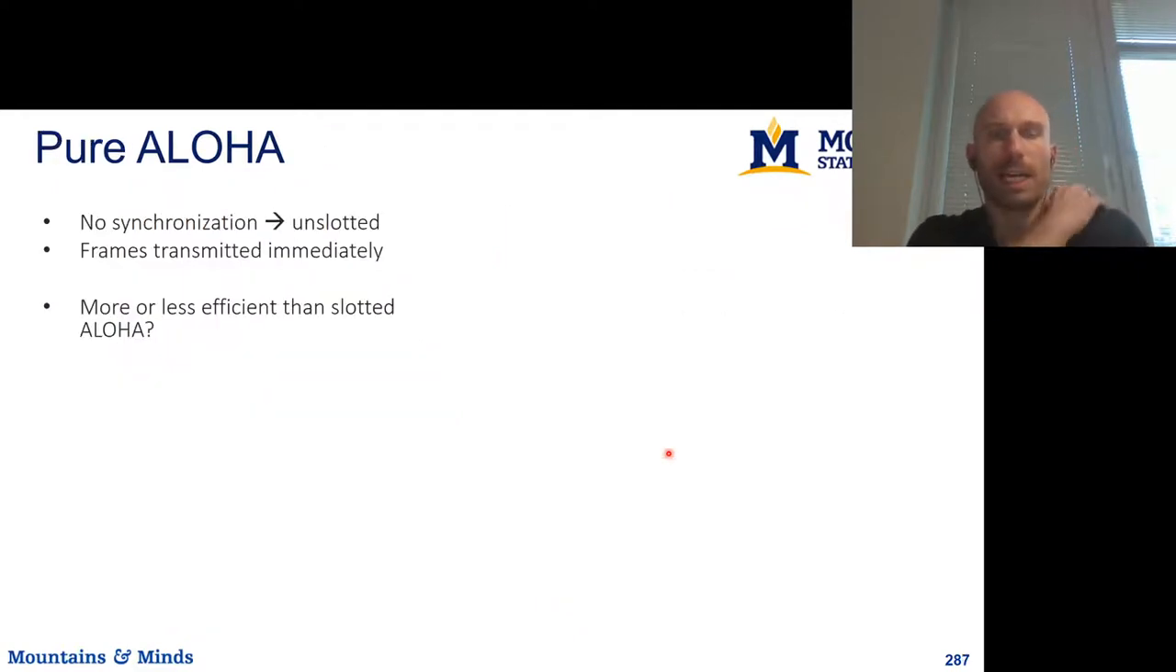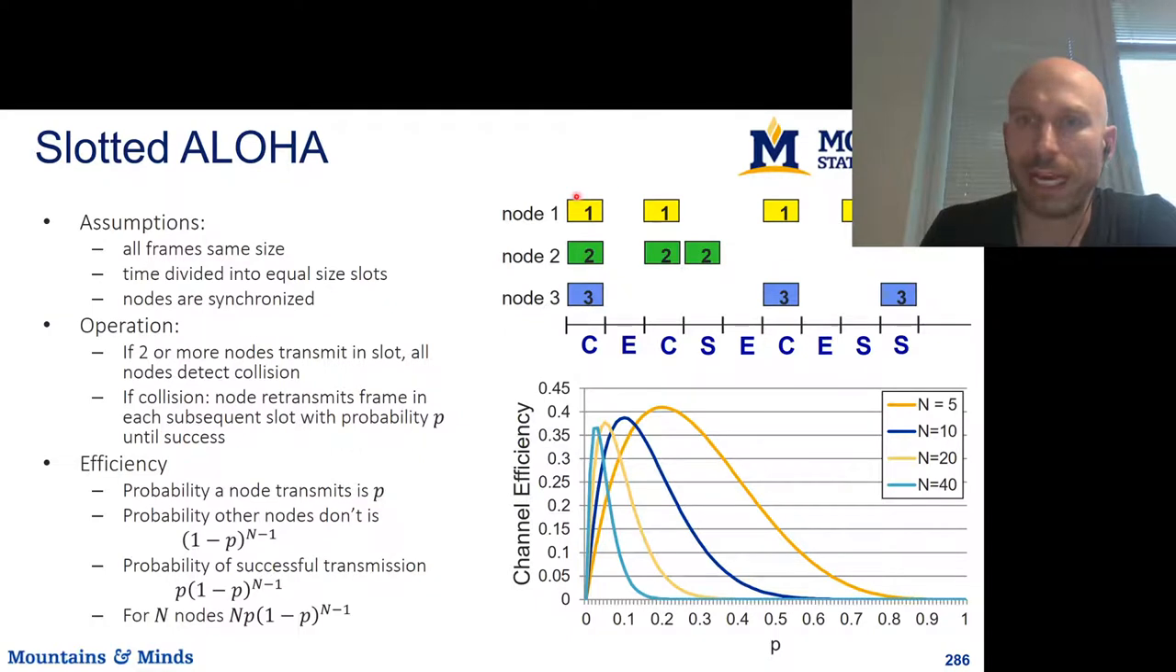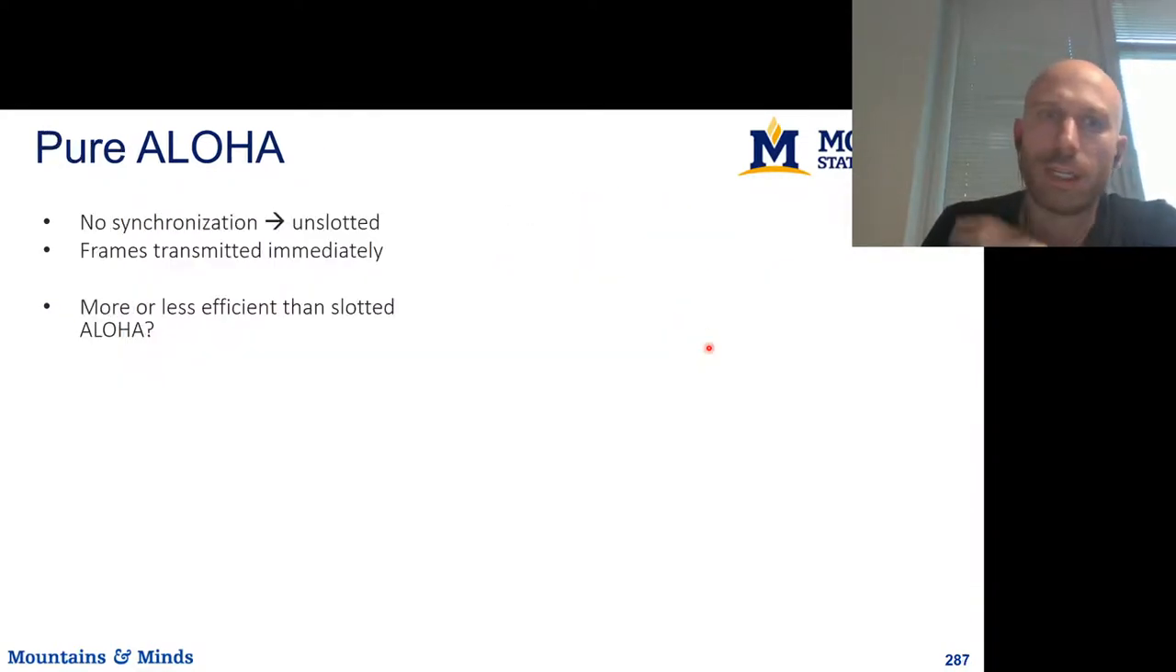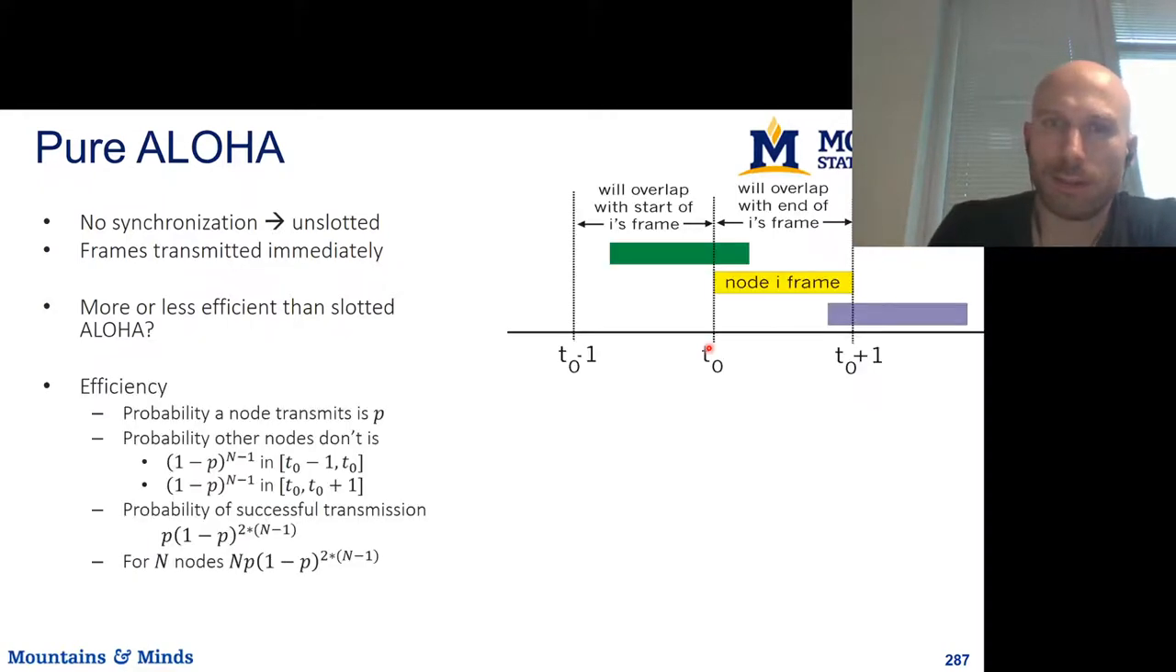So we can look at a different protocol, which may be a little bit easier to build, which is the pure Aloha or the unslotted version. And so in this version, there is no synchronization. Instead of transmitting frames at certain times by all the nodes, now any node can transmit their frame at any given time, basically whenever it feels like it. Would that be more efficient or less efficient? Okay, well, let's see what happens.